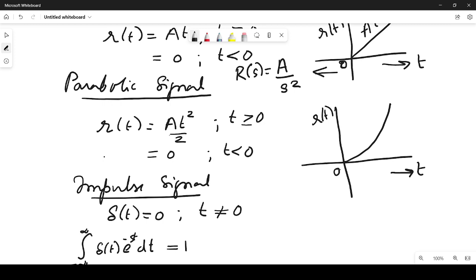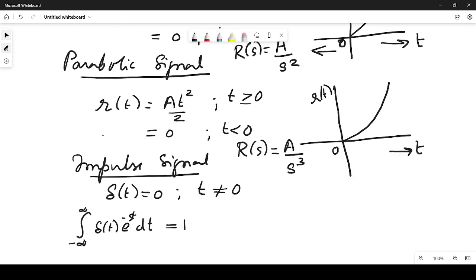Now we take the Laplace transform of this. We will be getting R of S is equal to A times the Laplace transform of t square by 2, and that we will be getting as 1 by S cube. So for A t square by 2, you will be getting A by S cube. That is the Laplace transform here.